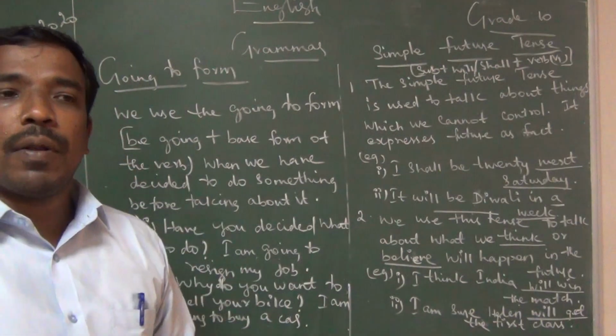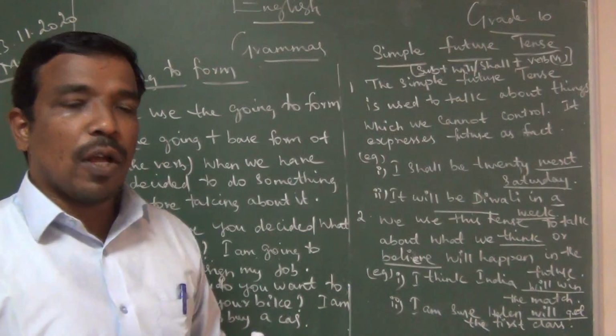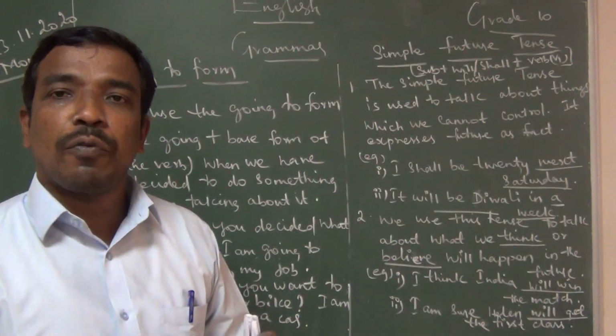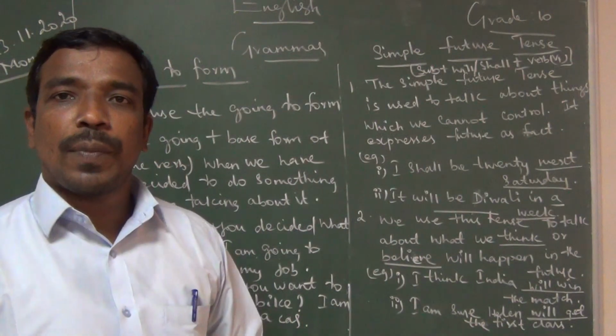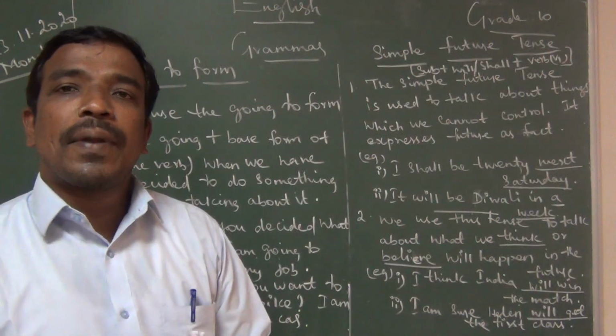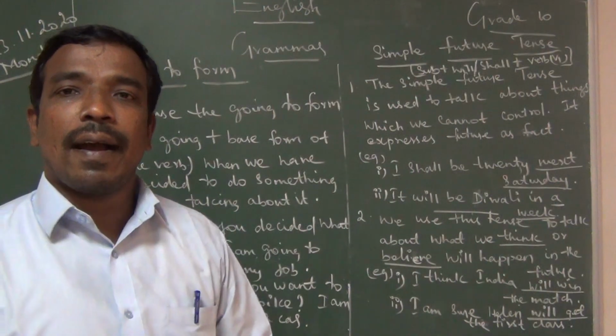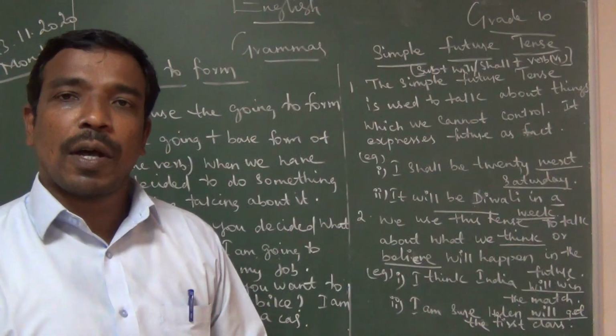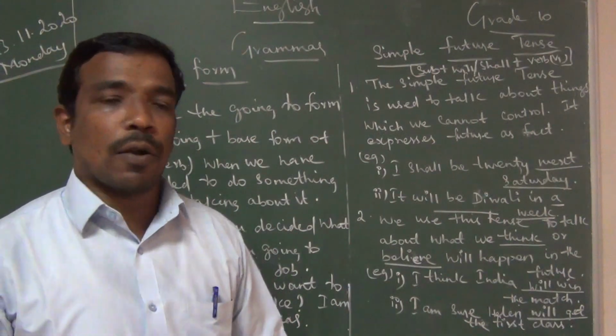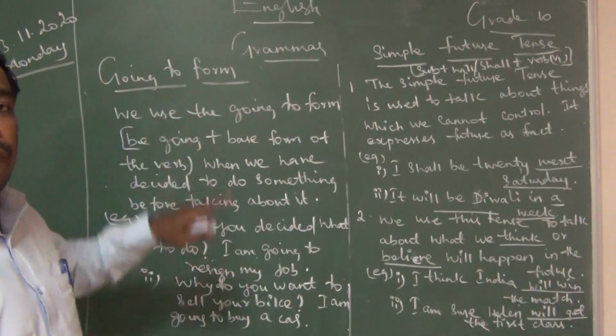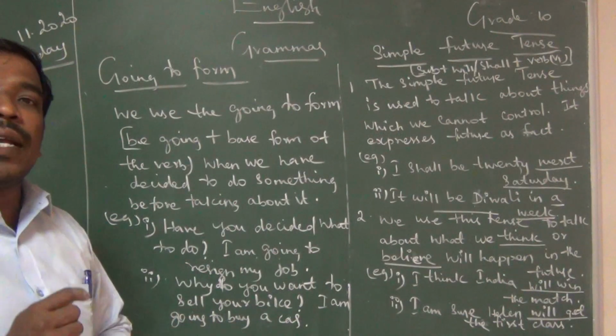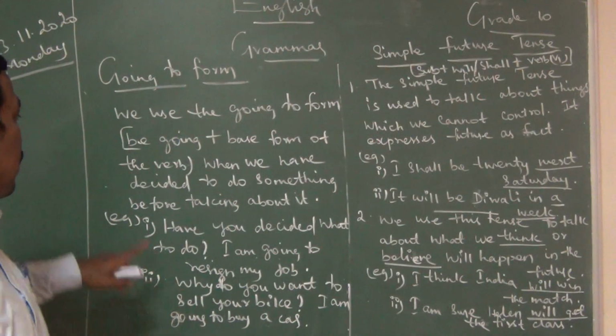For example, if I am asking, will you bring the book tomorrow? You will say, I will bring the book tomorrow. There you did not pre-plan anything. At the instant I asked, you said, yes, I will bring the book tomorrow. But going to form is not like that. Already you have decided something to do in the future.